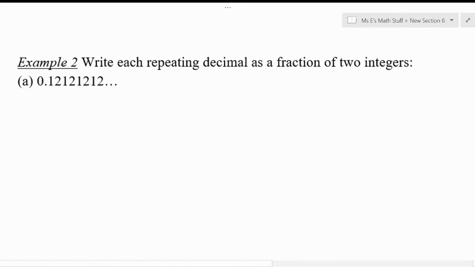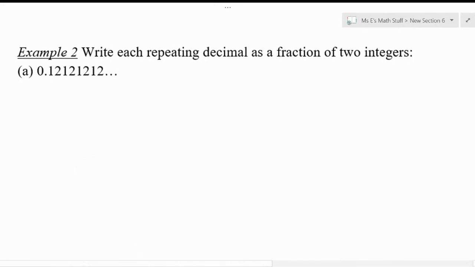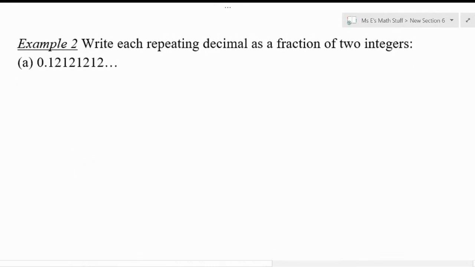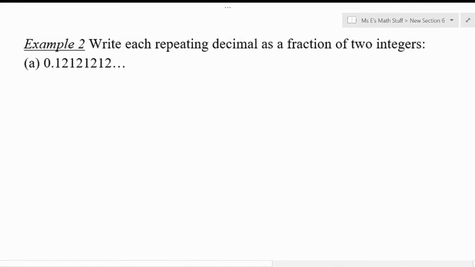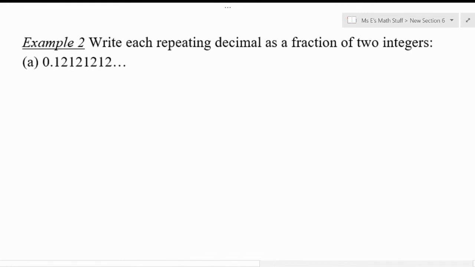Last example, example 2, is going to check and see if you understand this material so well that you can kind of like use it backwards. So the directions are to write each repeating decimal as a fraction of 2 integers. And I know there are other tricks for how to do these, but I'm going to demonstrate how to do these kind of using the sum formula for a geometric series backwards.